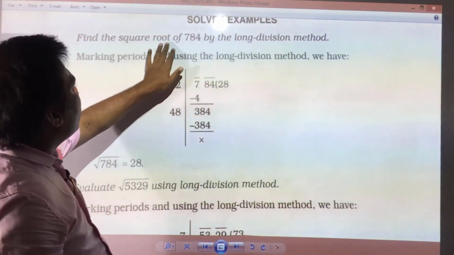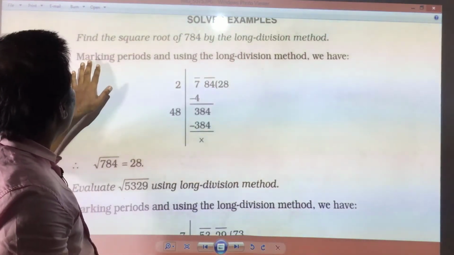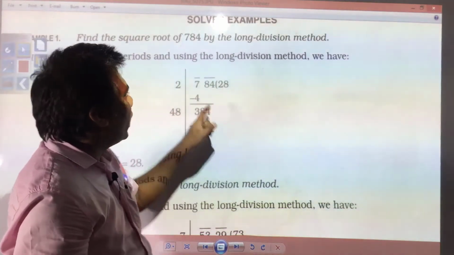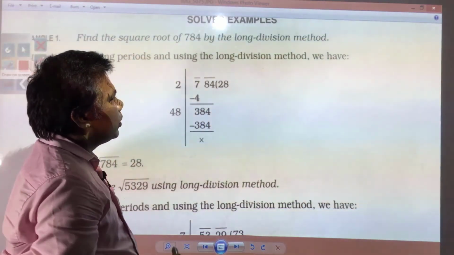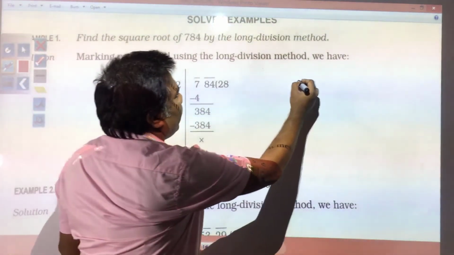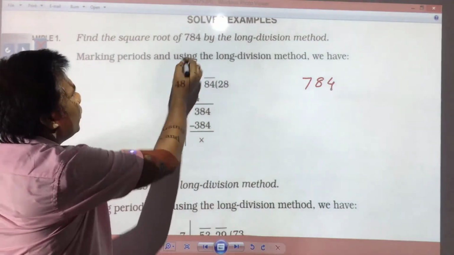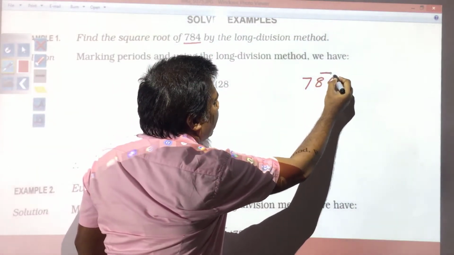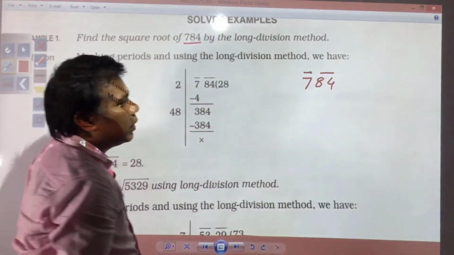Find the square root of 784 by the long division method. So, marking periods and using the long division method we have, you see, the same method is required to be applied that we have done for 625. We had 784. What we will do? We will make periods. From the unit digit we will start, like this it will be.